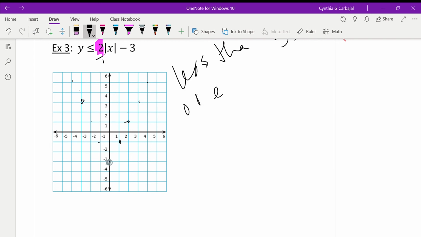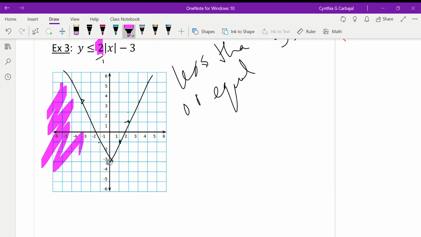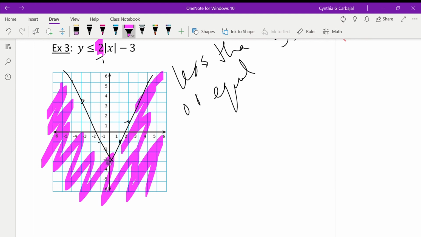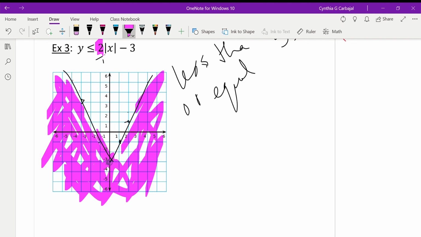And sorry, I cannot write very well on here. So that's going to be a solid line. So solid line. And then the less than means we shade below. Then you want to use a test point, preferably one that's already in the shaded area, and see if it makes it true. So I'm just going to use this point right here, 3, 0.